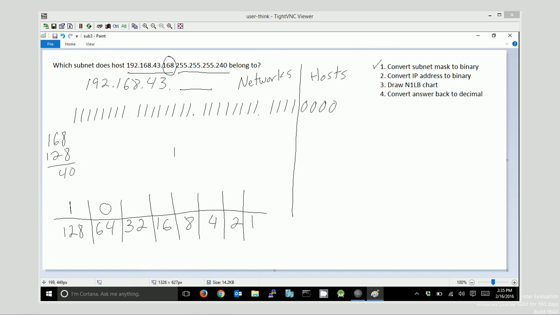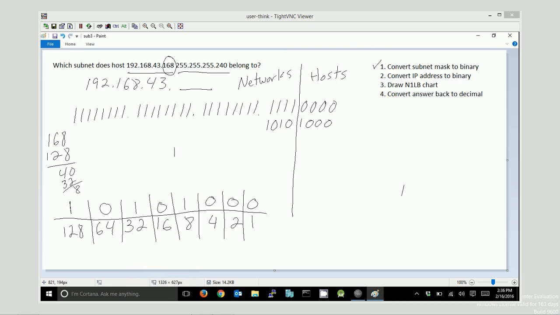64 doesn't fit, so that gets a 0. 32 fits, leaving me with only 8. 16 doesn't fit. 8 fits, but 8 is the rest of it, so these must all be zeros as well. This is my 168 in binary: 10101000. So I'm going to draw that out here underneath my subnet mask. 10101000. This is a host within the network.